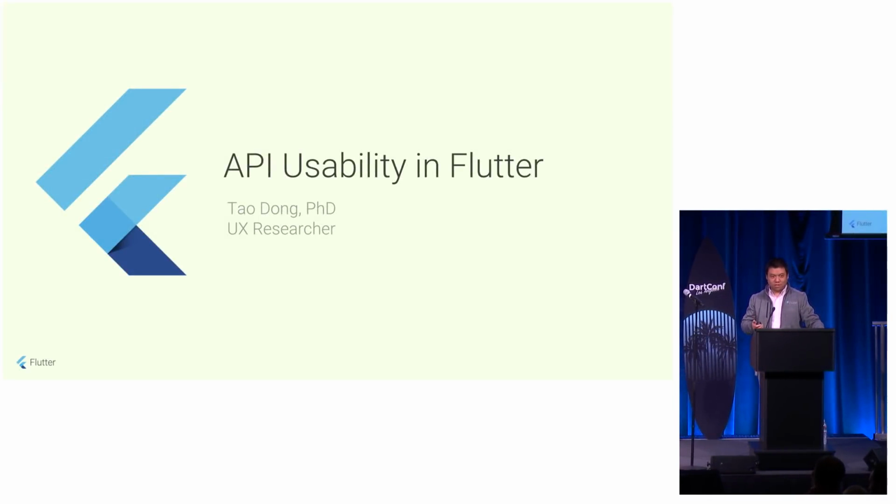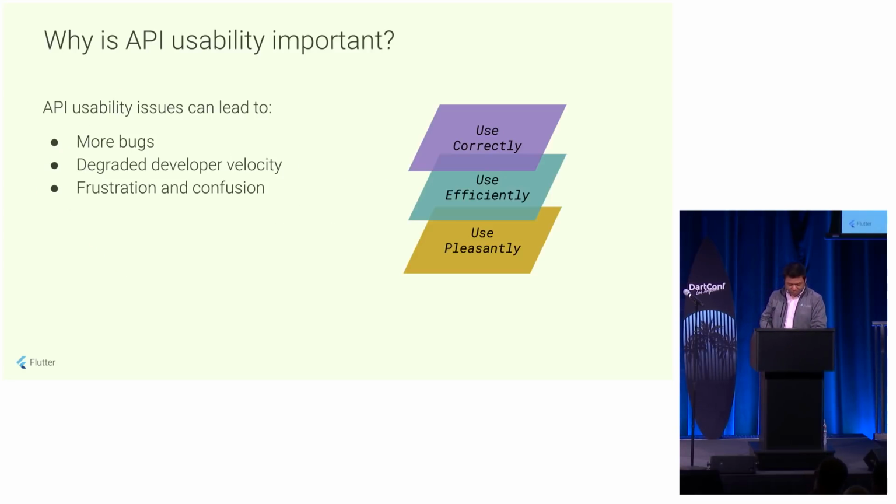So today I will talk about API usability and some lessons I have learned from doing API usability studies on Flutter and through observing how people actually use the API that we provide in the SDK. So why is API usability important? It's because API usability issues can lead to bugs in your code, and some of those bugs can be mission critical. And it also makes programming less efficient and less enjoyable for a lot of people.